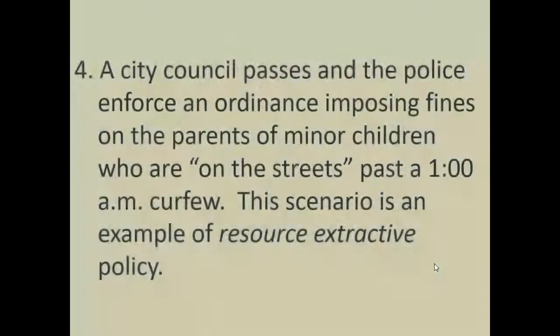A city council passes and the police enforce an ordinance imposing fines on the parents of minor children who are on the streets past 1 a.m. The scenario is an example of resource extractive policy. It's actually false. It's regulatory policy. I've discovered in the past that it is difficult sometimes for students to distinguish between resource extractive and regulatory policy.